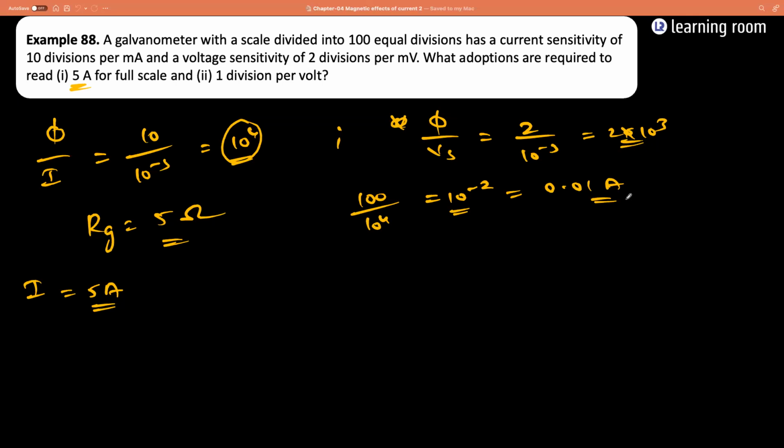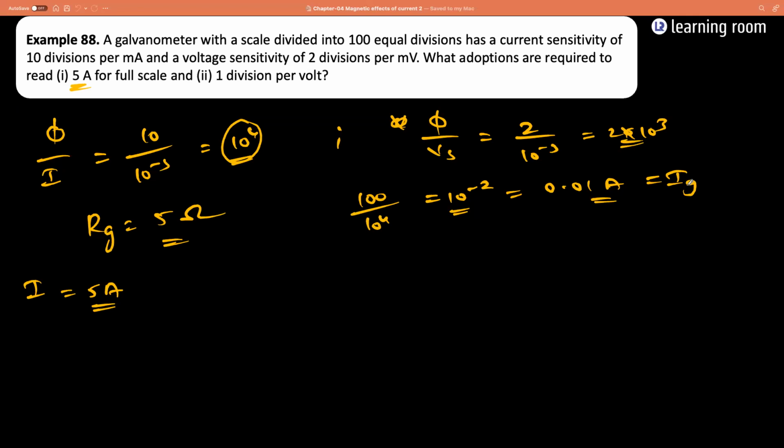See, those who didn't understand, listen to this carefully. When you pass 1 milliampere of current, the galvanometer gets deflected by 10 divisions. So how much current is needed for it to deflect to 100 divisions, which is what the question asks? If you pass a current of 0.01 ampere, the pointer of the galvanometer will sit at the 100th division. That is the meaning of full scale deflection current. So this is IG. You know RG, you know IG.